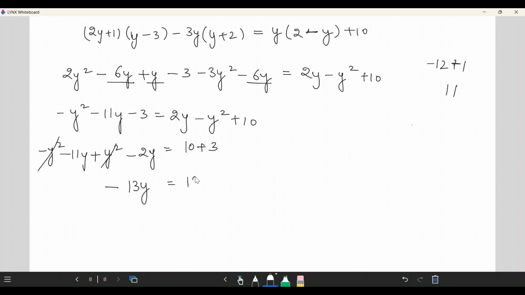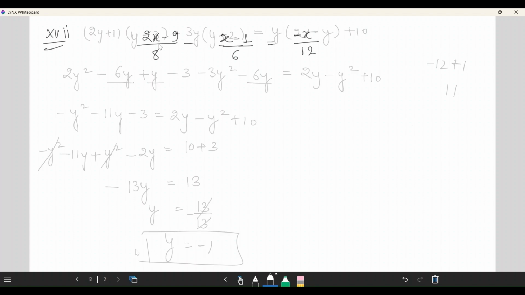Yes, and 10 plus 3 is 13. So y is equal to 13 upon minus 13, which means minus 1. Okay, so minus 1 is the correct answer.